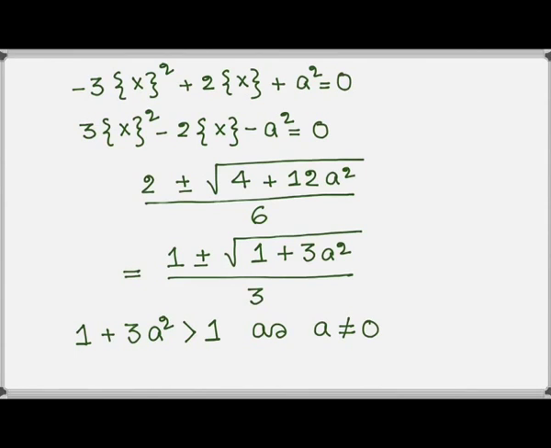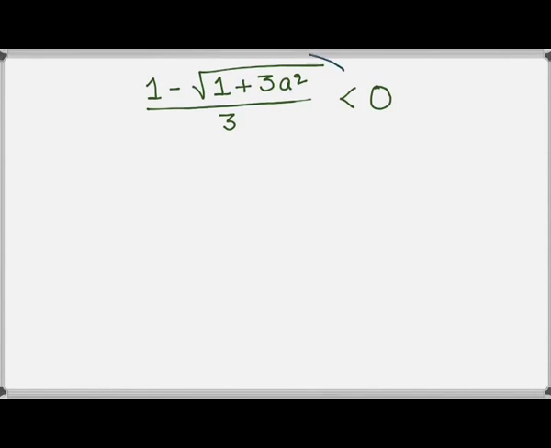So therefore we have 1 minus square root of 1 plus 3a square, divided by 3, is strictly less than 0. But we know that the fractional part of x is always bigger than or equal to 0. So therefore this cannot be a possible choice for the fractional part of x.